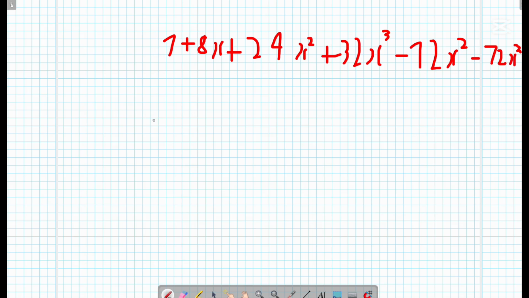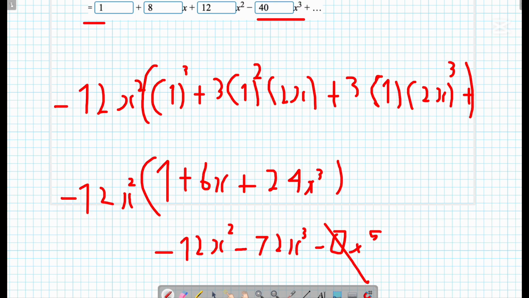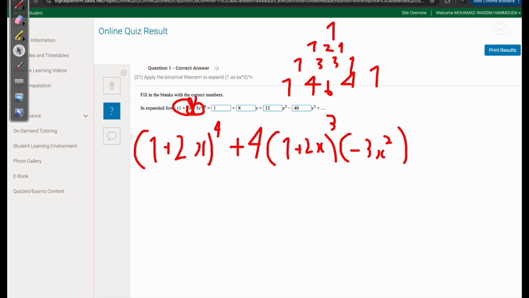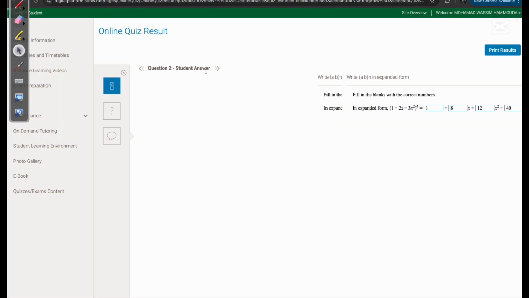This will give us 1 plus 8x plus 12x squared minus 40x cubed, which is what they're asking for here. Finally finished this question. It took me too long to understand and explain.